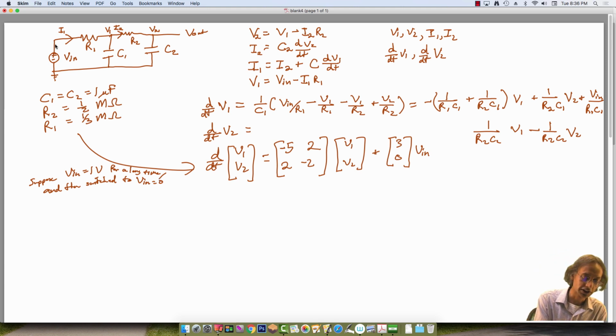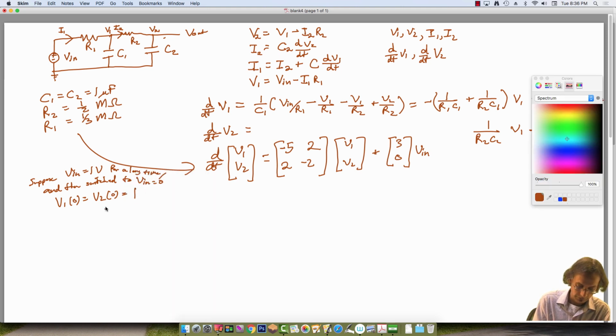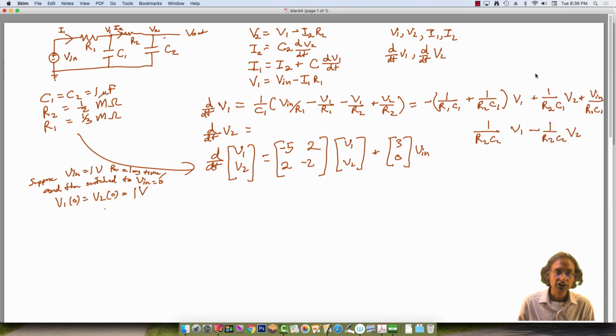So if the first voltage here, V in, was at 1 volt for a very long time, you know that there's going to be no current through these capacitors. This Vout is connected to nothing, so there's no current here, no current here, no current here, no current here, which means no current here, no current here, which means all these voltages are the same. And so the initial condition: V1 of 0 equals V2 of 0 equals 1 volt. So we want to understand, how does this behave?